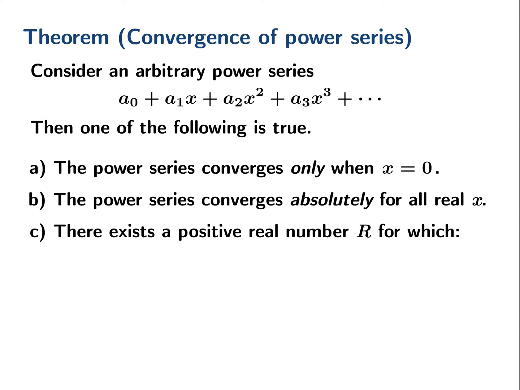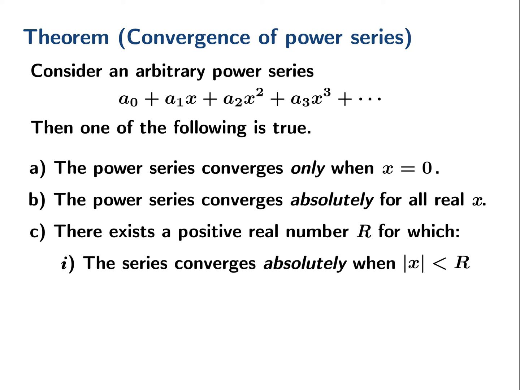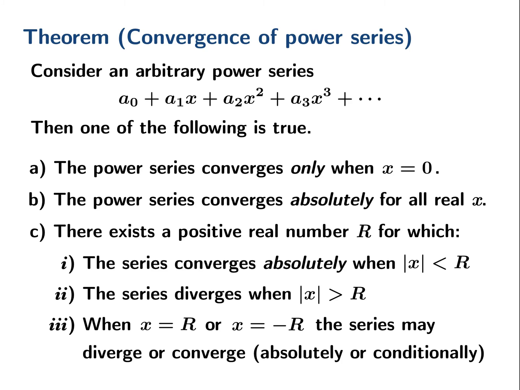And then the more interesting case is one that's sort of in between. There exists a positive real number r for which the series converges absolutely when absolute value of x is less than r. The series diverges when absolute value of x is greater than r. And when x equals r or negative r, the series may diverge, it may converge, and if it converges, it might do so absolutely or conditionally. So in other words, all bets are off at x equals r and x equals negative r. So this third case is one we just looked at.